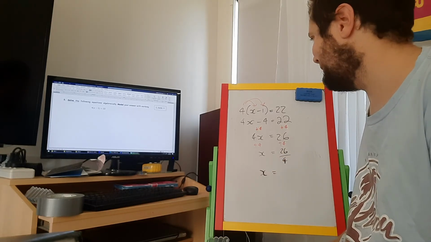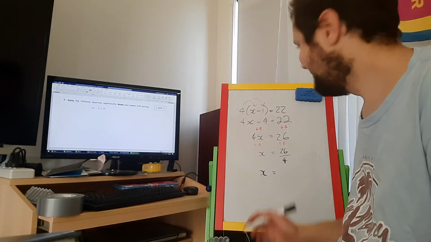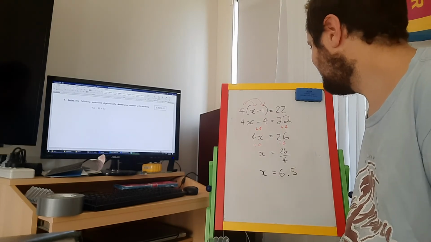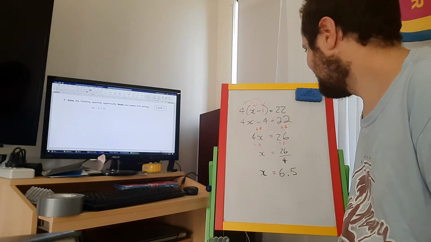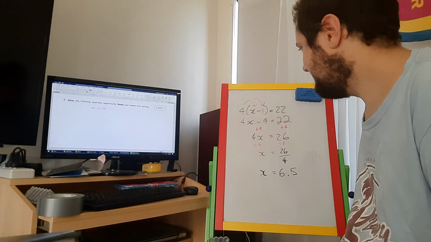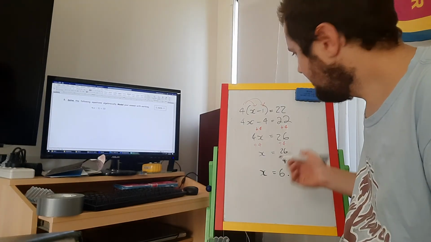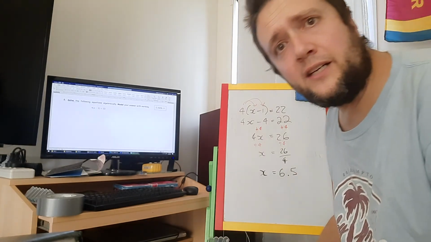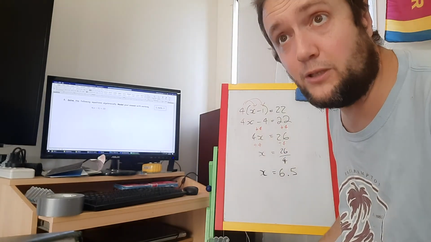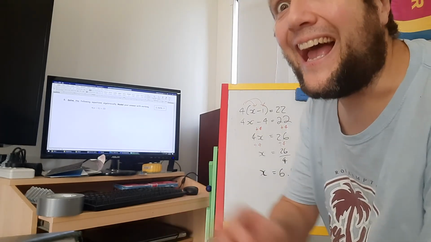What is 26 divided by 4? It's going to be 6.5. 6, 12. Yeah, 6.5. You're allowed to use calculators on this one, actually, so you could have chucked that in your calculator. You could have put 26 divided by 4. But it's more fun to do it without a calculator, though.